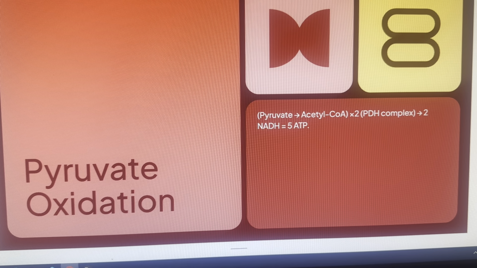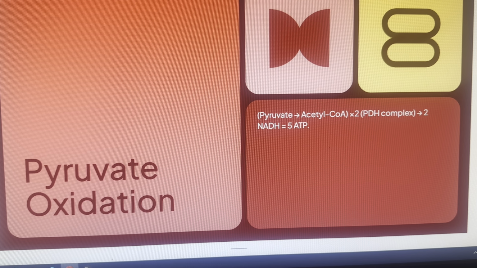Each pyruvate produced in glycolysis enters the mitochondrion and is converted into acetyl-CoA by the pyruvate dehydrogenase complex. This reaction generates 1 NADH per pyruvate. Since 2 pyruvates come from each glucose, we get 2 NADH, which equals 5 ATP. And you can see here.